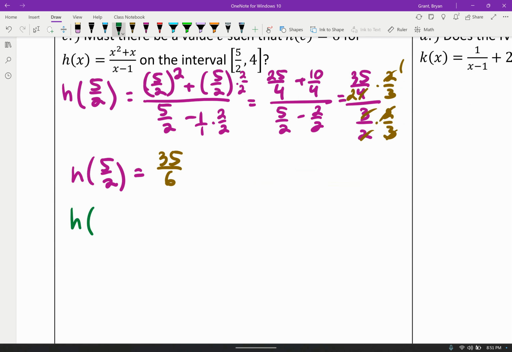Oh my gosh, who made up this problem? It was me. So let's see, we have 4 squared plus 4 divided by 4 minus 1. This one looks way better, right? 16 plus 4 is 20. This is 20 thirds.